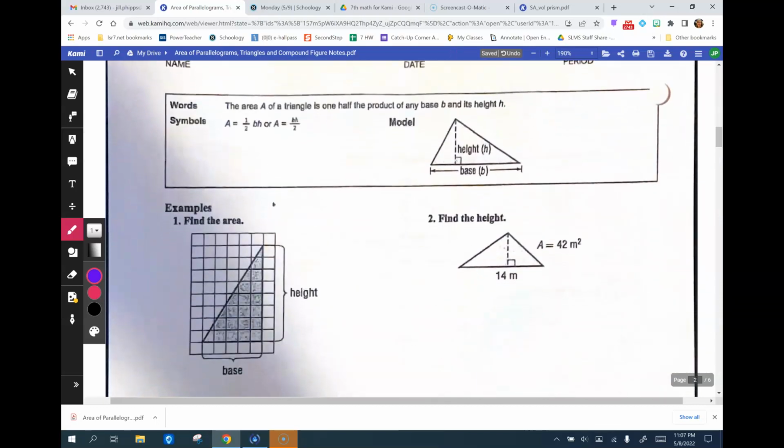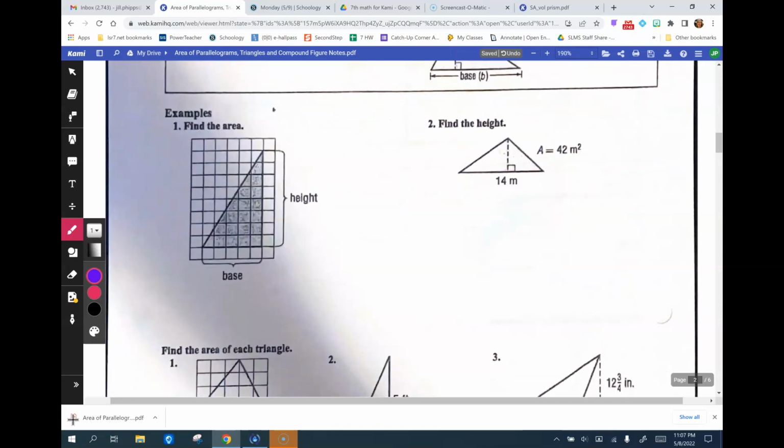So now let's go to a triangle. Now a triangle is half the product of base and height. This should look very familiar to you also. And why that comes about, this one can show it to you right here. Just look at number 1.